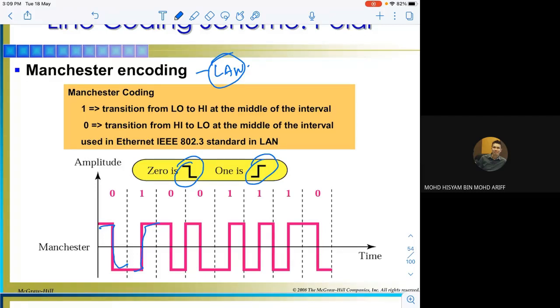Remember, if there is a positive cycle and a negative cycle, this one we call polar. There are two level voltage. Okay, understand?